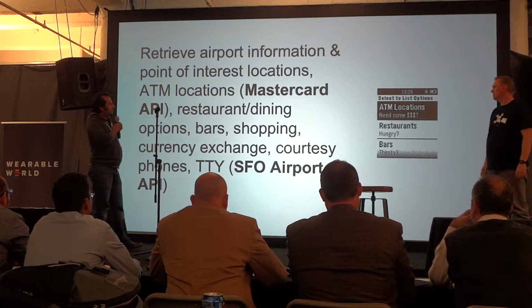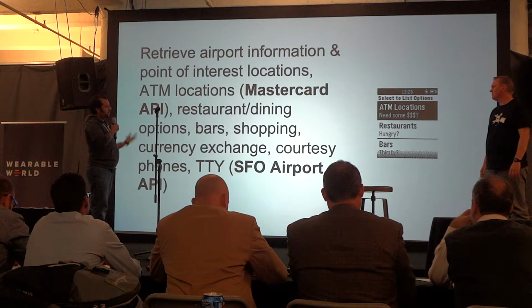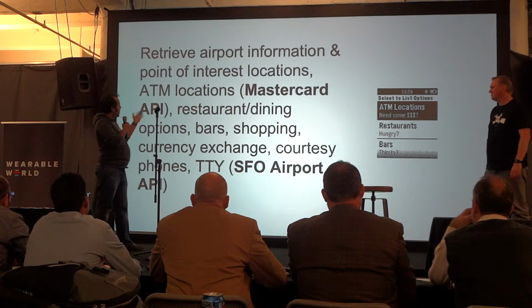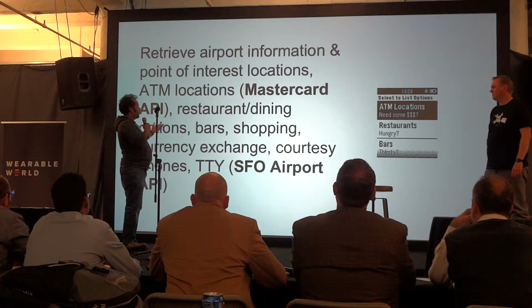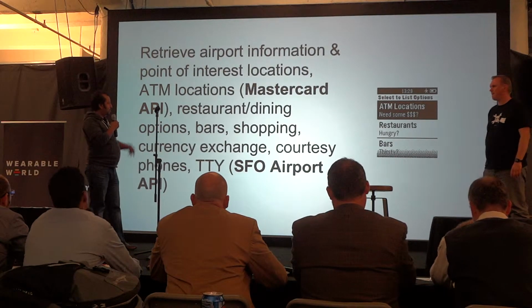So using the airport API, we can grab a bunch of things about what restaurants there are, what shopping there are. Also ATMs, we wanted to make use of the MasterCard API because they give information about what ATMs are there at the airport and where they're located.